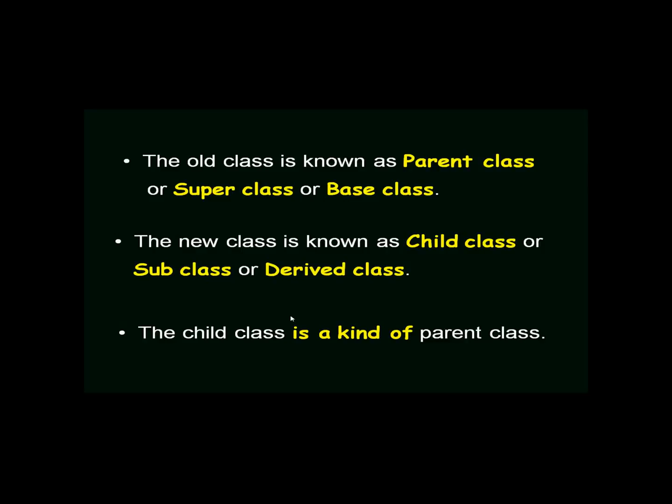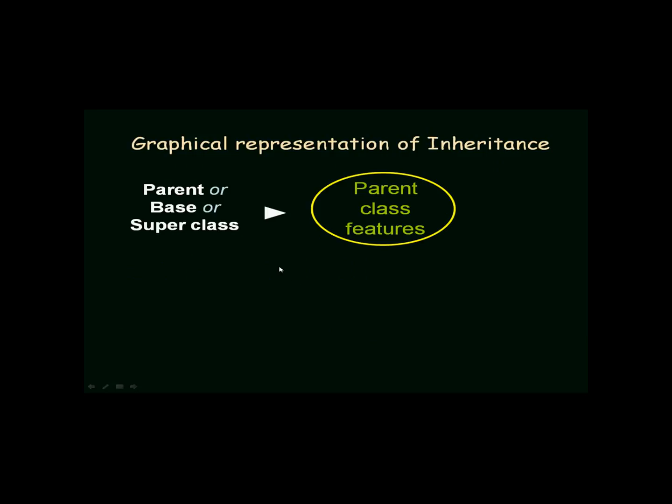See, in the case of children, whenever a new baby is born, immediately we say the baby possesses the characteristics of the parents, she looks like, he looks like. So child class is a kind of parent class. So here is a graphical representation of inheritance.